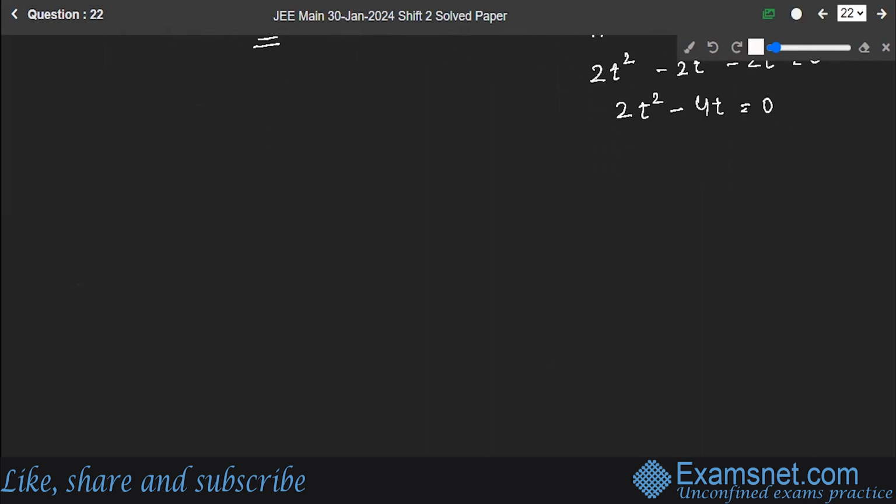This gives me t cannot be equal to 0. That means t is equal to 2. If t is equal to 2, lambda will be equal to 4. I got the value of lambda and t.